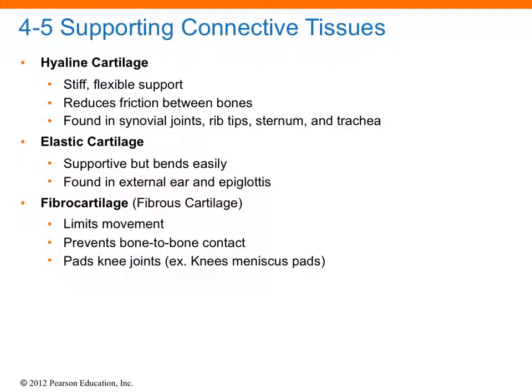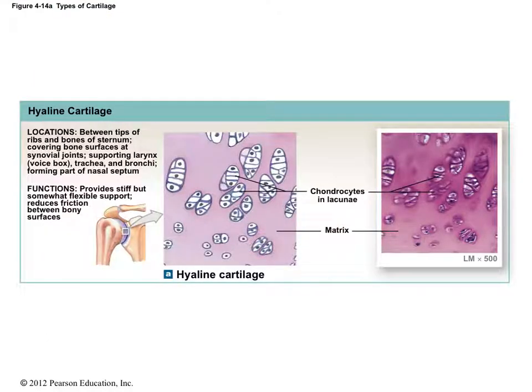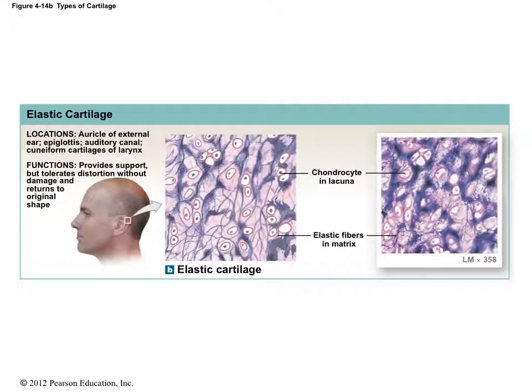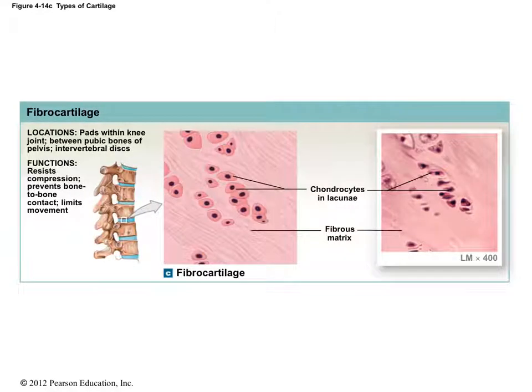Now, there are types of cartilage. Let's talk about them. Hyaline cartilage is stiff, flexible. It reduces friction between bones. That includes the joints, the rib tips, the sternum, and the trachea. Elastic cartilage is supportive but bends easily. This is found in the ear and the epiglottis. And then fibrocartilage is fibrous cartilage. It does limit movement. It prevents bone-to-bone contact, and it includes the knee joints, the knee meniscus pads, and the vertebral column. The next slides show you the location and the function of hyaline cartilage, elastic cartilage, and fibrocartilage.